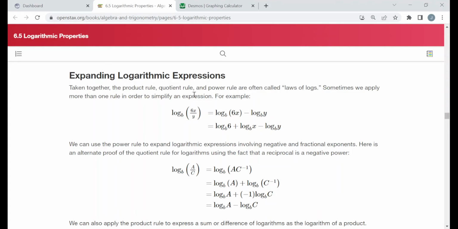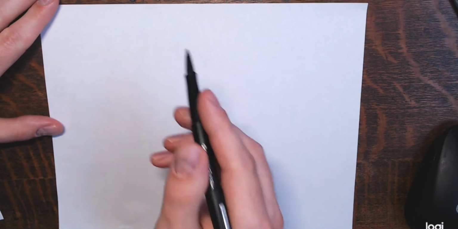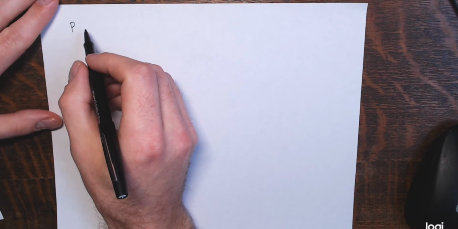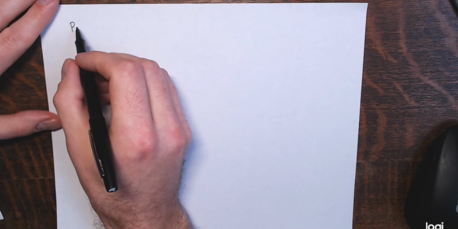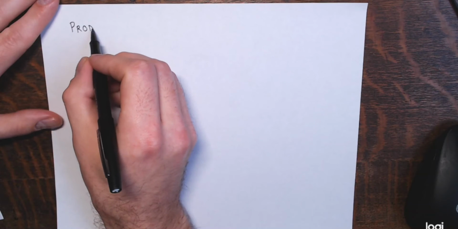Before I get into the actual examples, I want to talk about what it means when they ask us to expand a logarithmic expression. When they say expand a logarithmic expression, we'll be given a single logarithm, and we're going to use the product rule, quotient rule, and power rule that I've gone over in previous videos about this section. We just keep using those properties until you can't use them anymore.